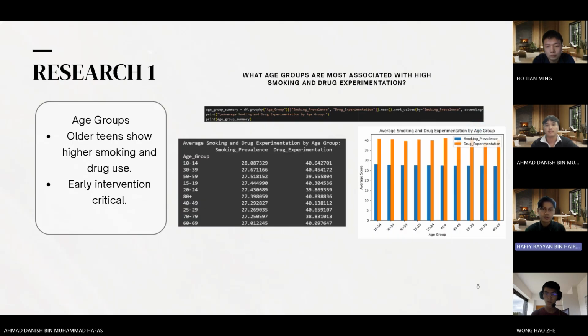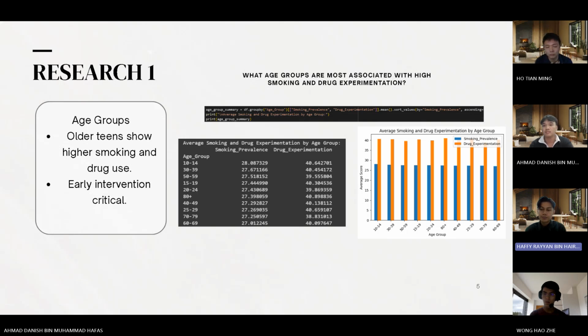This is my research question one: what age groups are most associated with high smoking and drug experimentation. The code groups the dataset by the age group column to analyze patterns across different age categories. It then selects the smoking prevalence and drug experimentation columns and calculates the mean values for each age group.